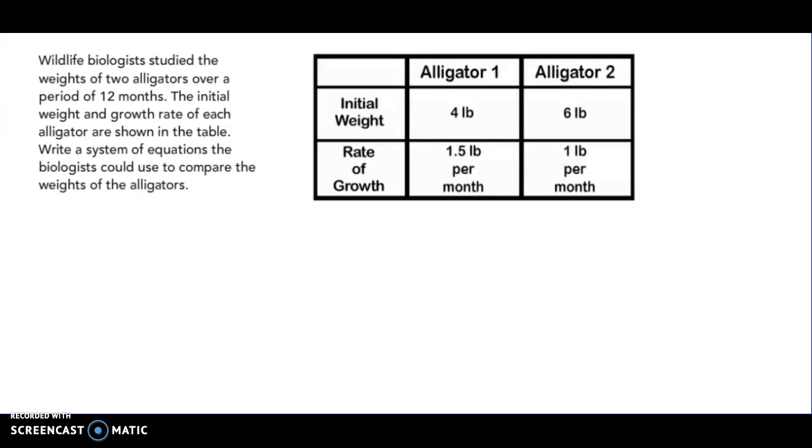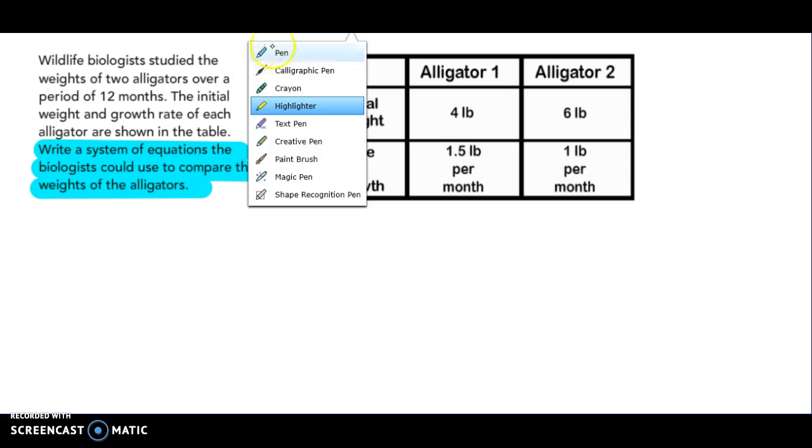Wildlife biologists studied the weight of 2 alligators over a period of 12 months. The initial weight and growth rate of each alligator are shown in the table. Write a system of equations the biologists can use to compare the weights of the alligators. Well, let's look at each part of this information. They want us to write an equation where they can compare the weight of those alligators.